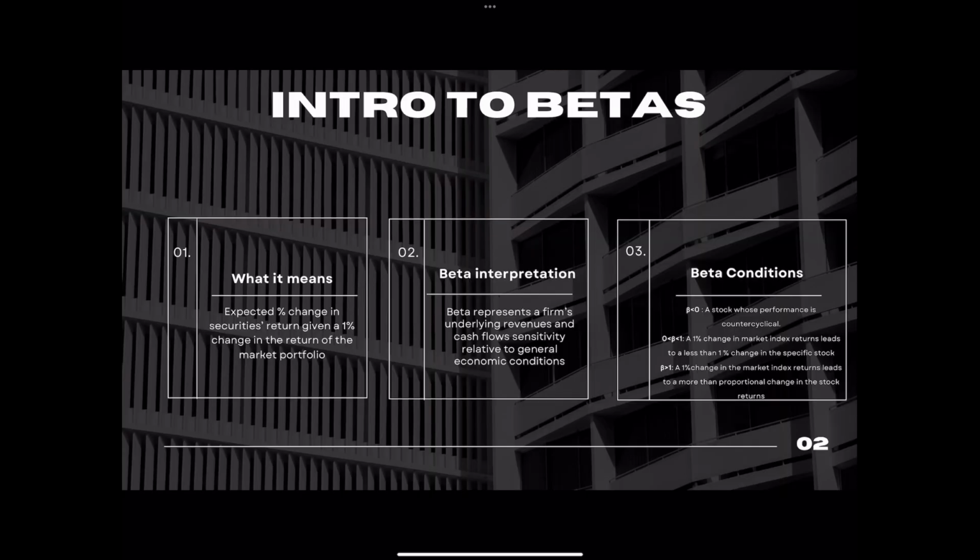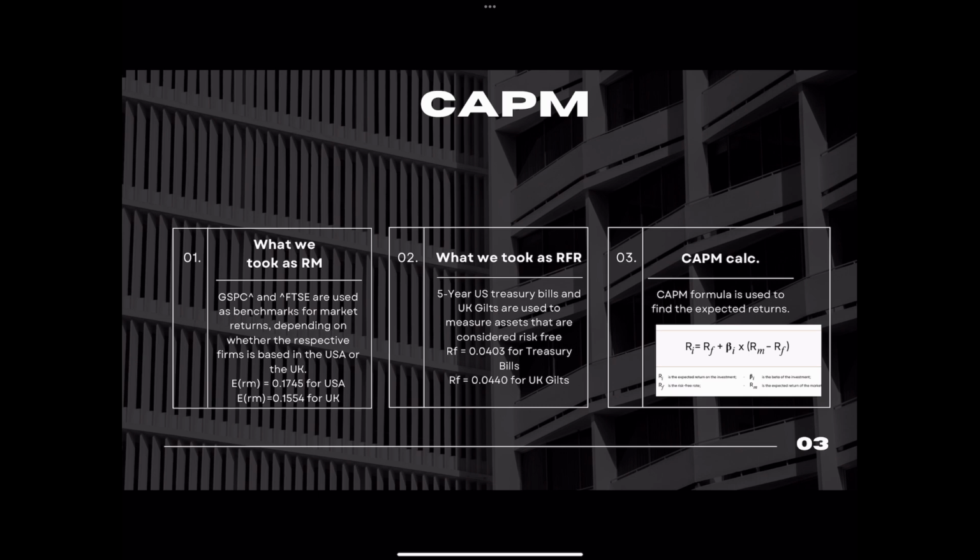Beta is the expected percentage change in a security's return given a 1% change in the return of the market portfolio. Beta represents a firm's underlying revenues and cash flow sensitivity relative to general economic conditions. GSPC and FTSE are used as benchmarks for the market returns, depending on whether the respective firm is based in the UK or in the USA.